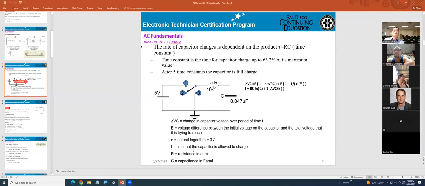T is the time that the capacitor is allowed to charge. R is the resistance in ohms. C is the capacitance in farads. So this is the formula. Any questions?